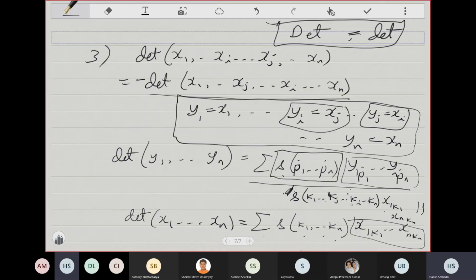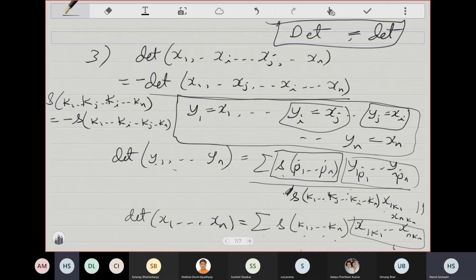So if these indices are interchanged here, this term will be the same as this. All these terms do occur amongst the n factorial expansion. Now all you have to notice is, and this you have to check, it's a combinatorics thing, this part I won't do, that this is the same as minus S of K1, Ki, Kj, Kn.